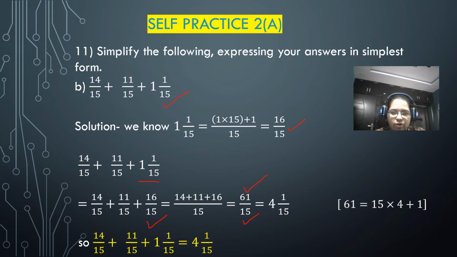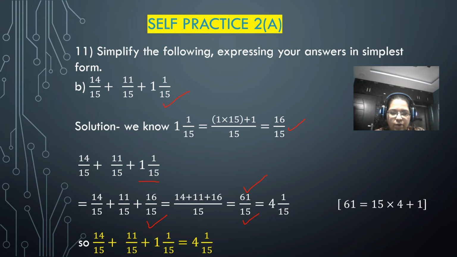Now we have to convert this improper fraction into mixed fraction. We know mixed fraction is quotient, remainder divided by divisor. So here 61 is the dividend and 15 is the divisor.